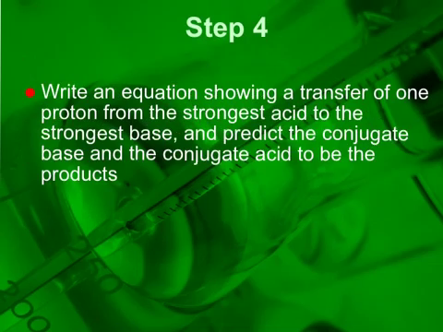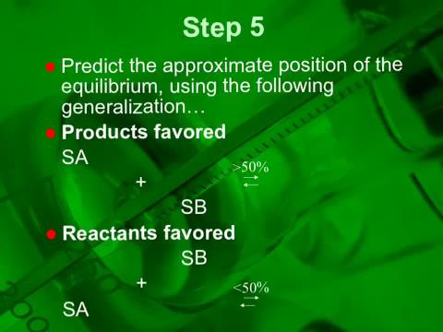Step 4 is to provide an equation that reacts the strongest acid with the strongest base. We will then transfer the proton, the hydrogen, from the strongest acid to the strongest base. On the product side, we're going to predict the conjugate base of our acid as well as the conjugate acid of our base. And the final step is to predict the position of the equilibrium. Will the forward reaction be favored or the reverse reaction be favored?